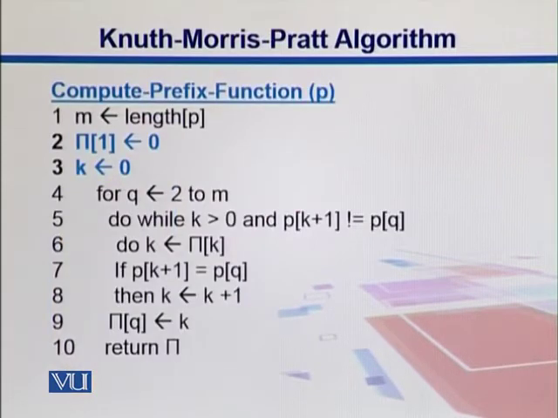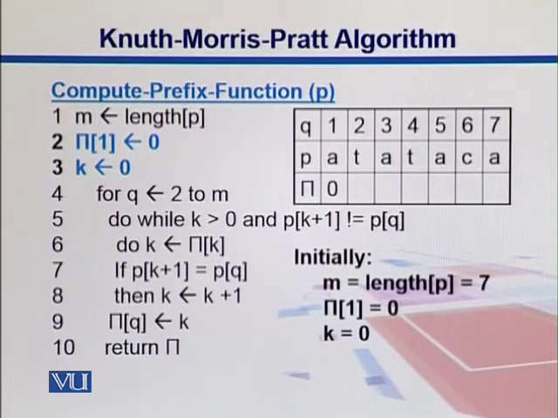So first of all we take the pattern, and this is all about the pattern guys, so nothing to do with the text. We take the length of the pattern and store it in a variable m. Then we have pi of 1, which is initialized to 0, and k is also 0. Right now we start with this situation, and in this table you will also see what we can have.